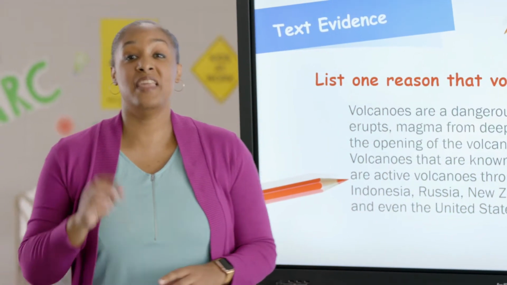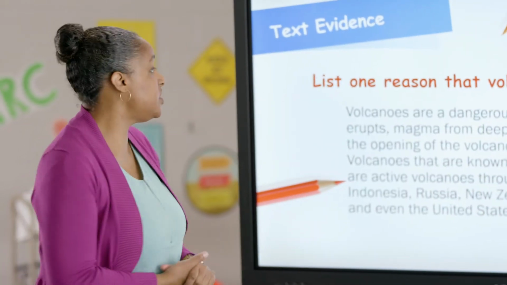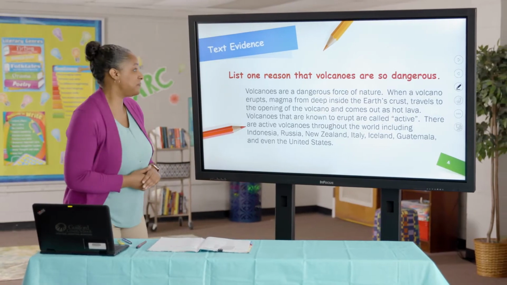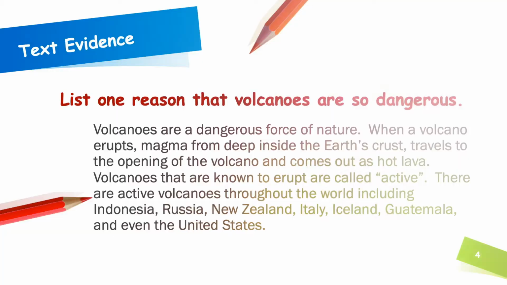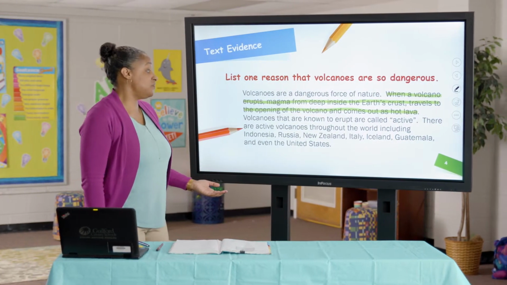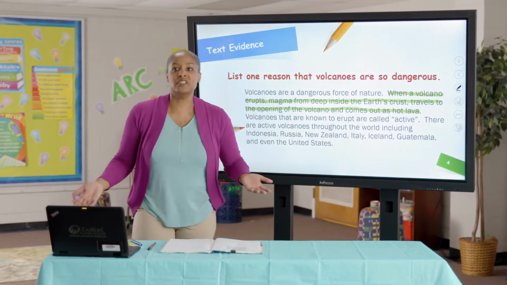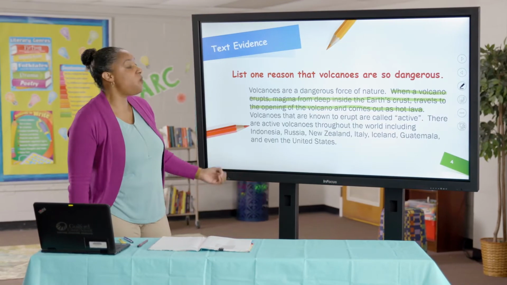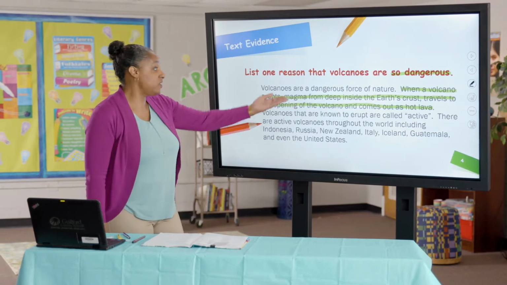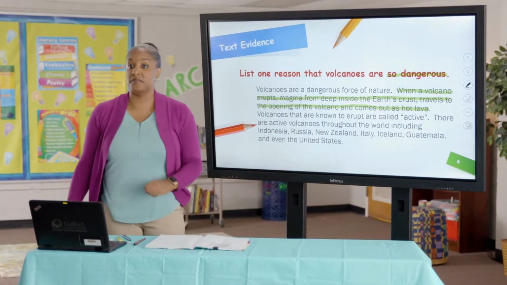So I'm going to highlight that one sentence that addresses our challenge here, which is list one reason that volcanoes are so dangerous. See if you're on the same page with me. Did you get the same thing? Great. I chose this sentence because it talks about how a volcano erupts and where it comes from. Is it important to know that there's volcanoes even in the United States? Absolutely. But we're looking to find out what makes volcanoes so dangerous. And it addresses that with the magma from deep inside the Earth's crust.